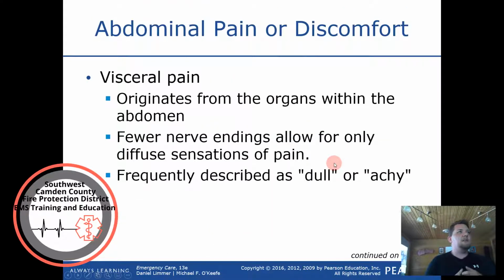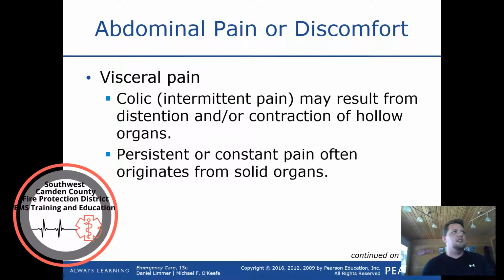All right, so let's talk about pain or discomfort. There's visceral pain, which originates from the organs within the abdomen. There are fewer nerve endings that allow for only diffuse sensations of pain, so it's frequently described as a dull or achy pain. Colic, or intermittent pain, may result from distension or contraction of hollow organs. Persistent or constant pain often originates from the solid organs.